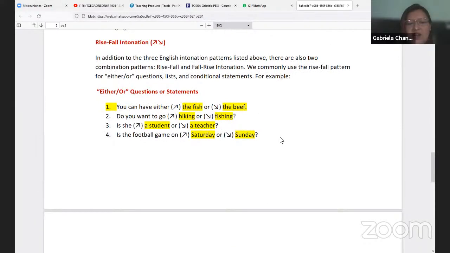You can have either the fish or the beef. Do you want to go hiking or fishing? Is he a student or a teacher? Is the football game on Saturday or Sunday?